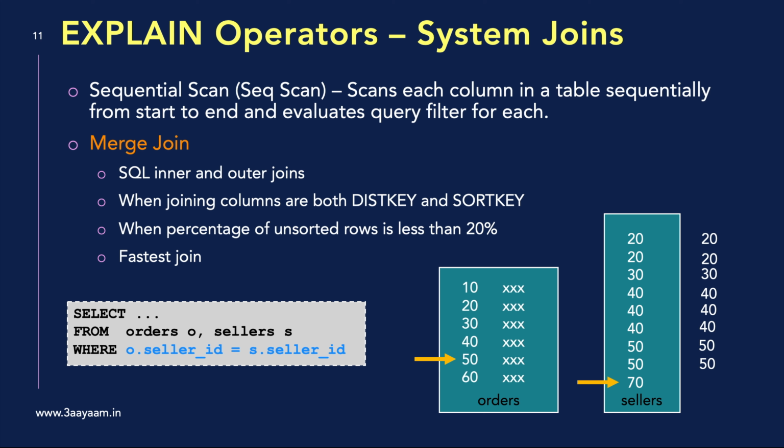So in the outer table the pointer would move to the next record. So 60 and 70 are not matching, so these are the output rows. So this is how the merge join works.